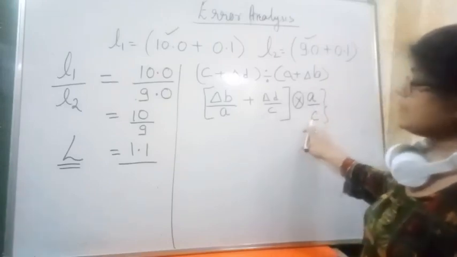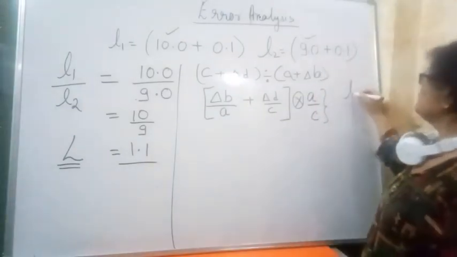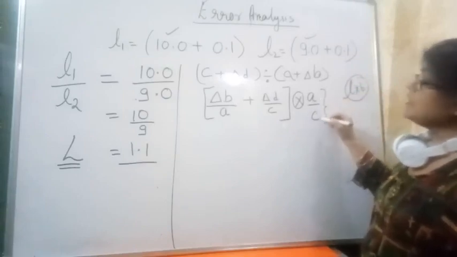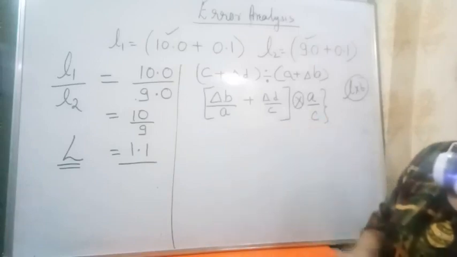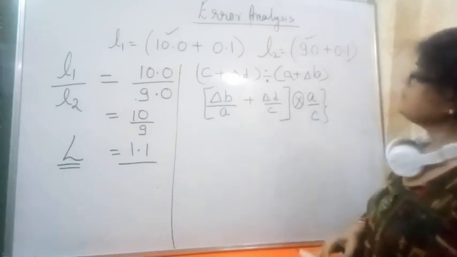This means we have to multiply with the value 1.1. In case of multiplication, we multiply the value with the multiplied value, and here we have to multiply with the value which we got after dividing the digits. This is the only difference between them. Now I am going to solve it.